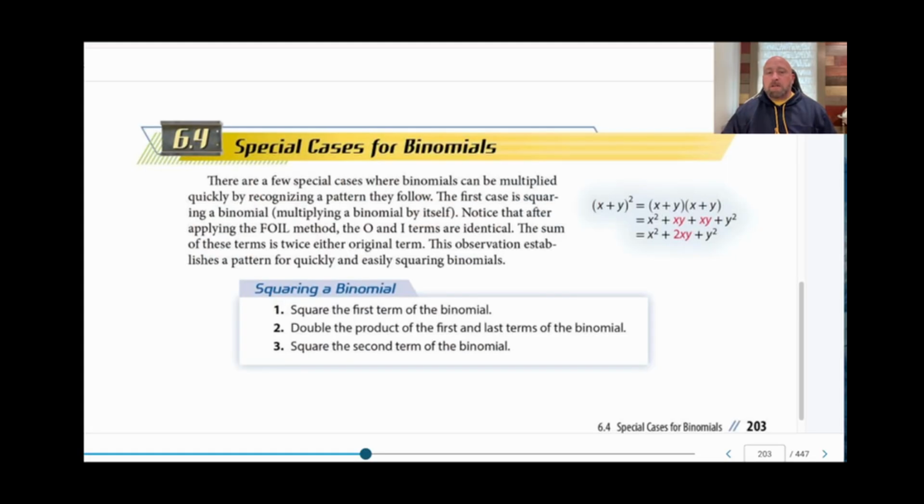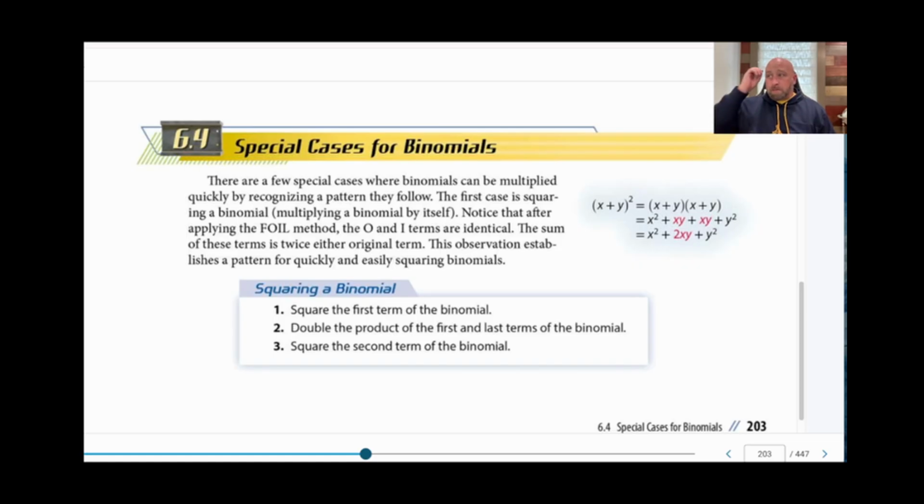Today's lesson, we'll be doing lesson 6.4. This is called Special Cases for Binomials. What's a special case? Well, there's two types of binomials that we want to pay special attention to because they're different from all the other binomials that we deal with. So if you have your book, go ahead and open to page 203 and we'll look at these special cases.